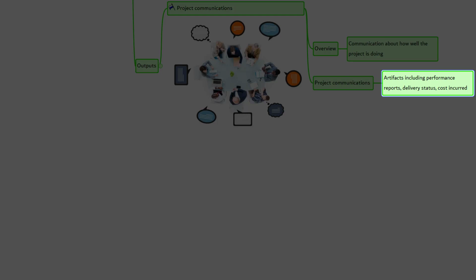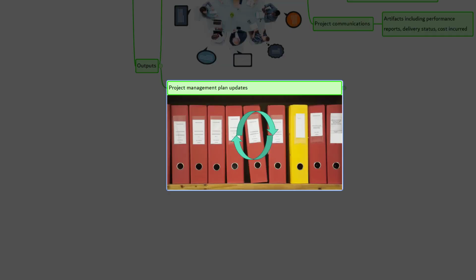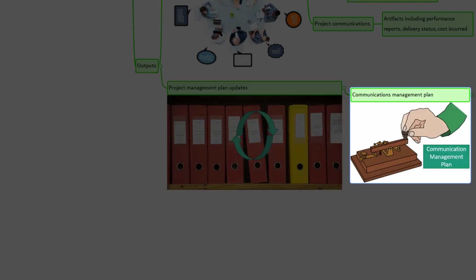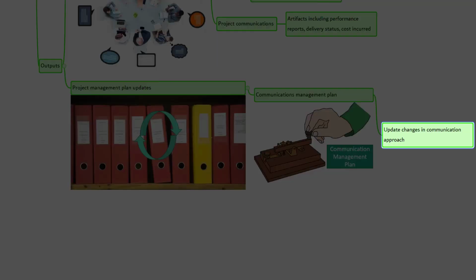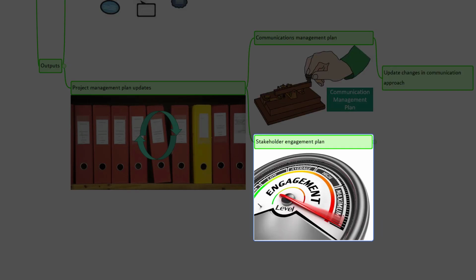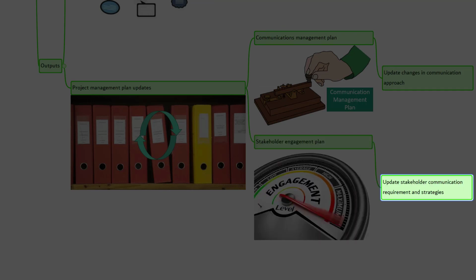Project management plan updates. Two components of the project management plan are updated as an output. First, communication management plan. As a result of this process, the communication approach may be changed and those changes should be reflected in the communication management plan. Second, stakeholder engagement plan. Stakeholder communication requirements and agreed upon communication strategies are updated as a result of this process.